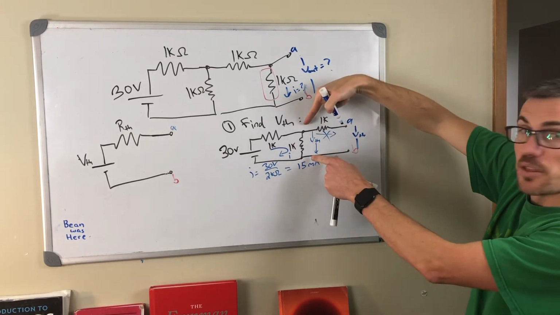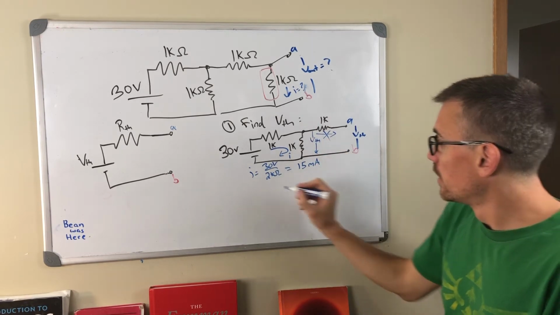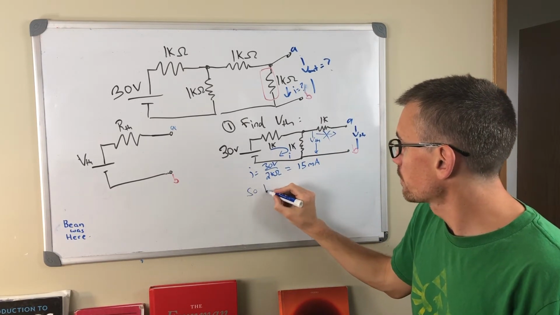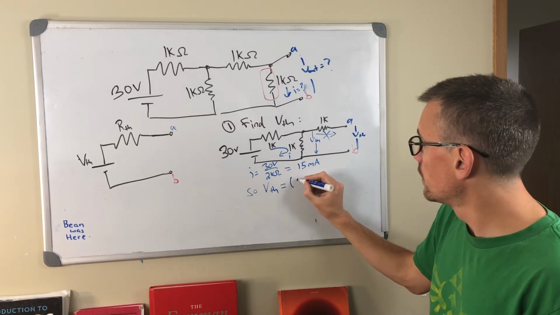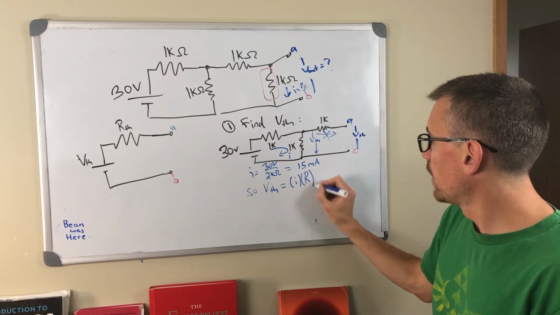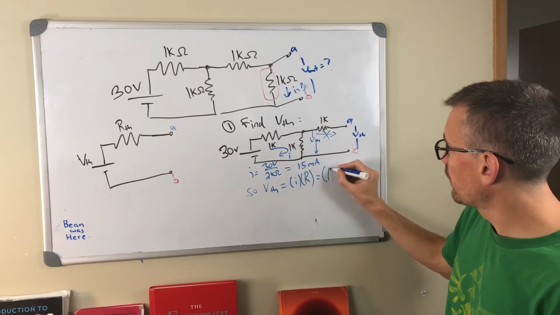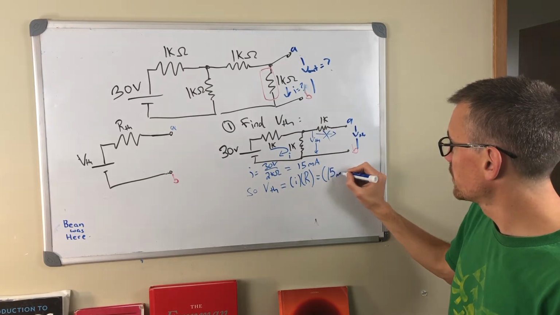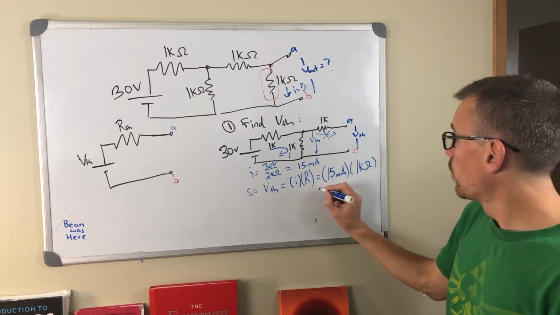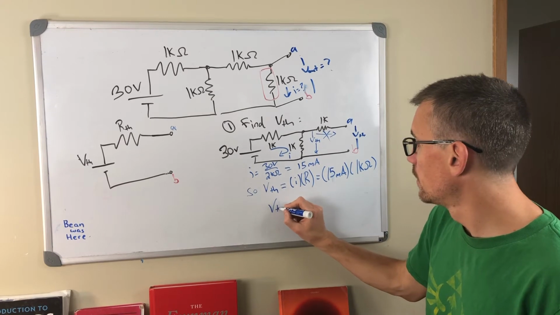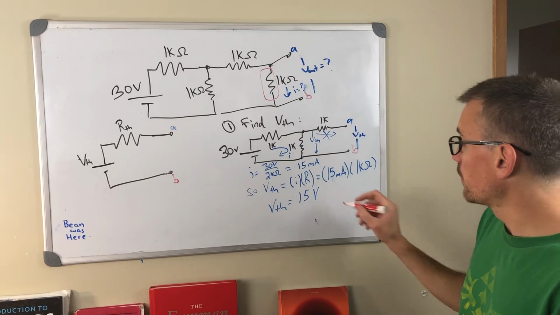And the Thevenin voltage here is going to be 1 kilo ohm, V Thevenin is going to be equal to IR. IR is equal to 1 kilo, no wait, that's not I, 15 milliamps times 1 kilo ohm. That's what I'm trying to say. That's 15 volts. That's our Thevenin voltage.